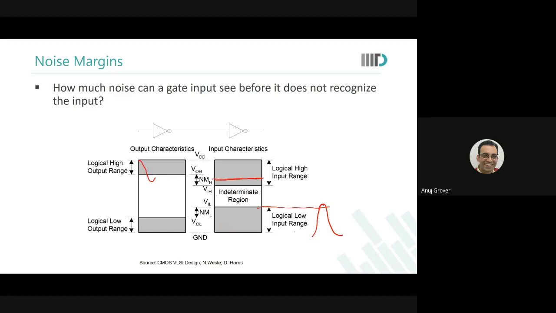So till the time your input glitch is lesser than, say, this noise margin, your output will be within this. As soon as this glitch goes above this, your output will start to come below this. Are you able to see this? Yes, sir. So this is what change in beta ratio would do to the noise margins, low noise margin and high noise margin.